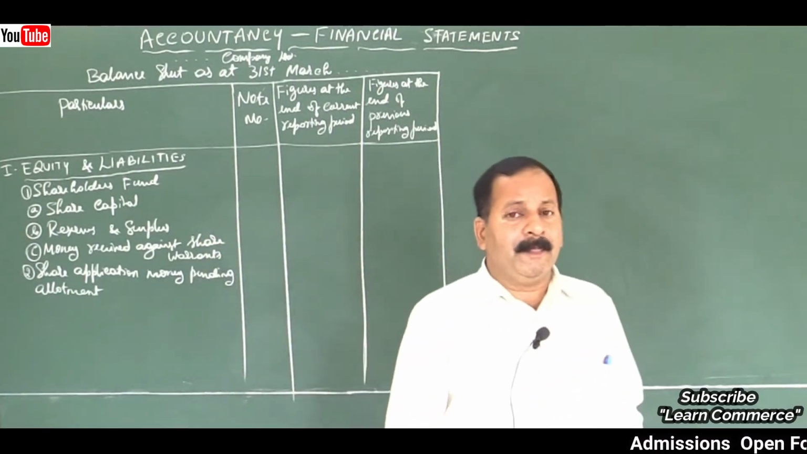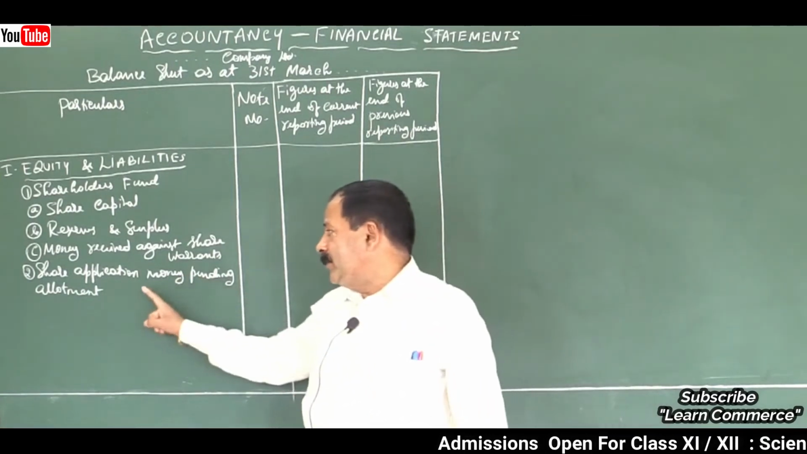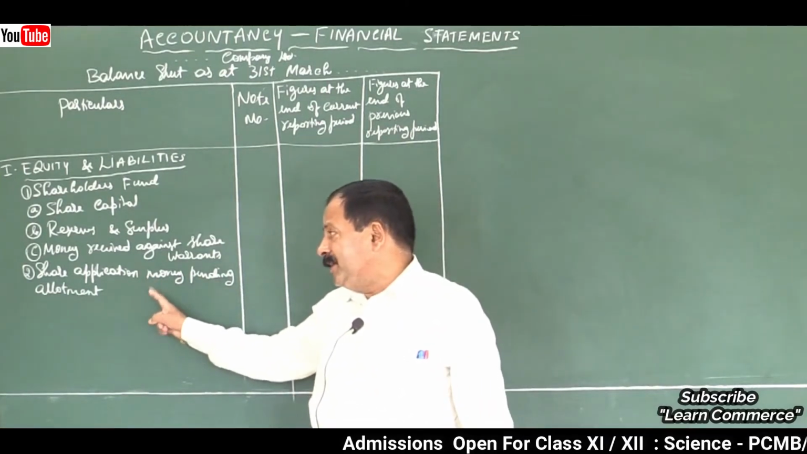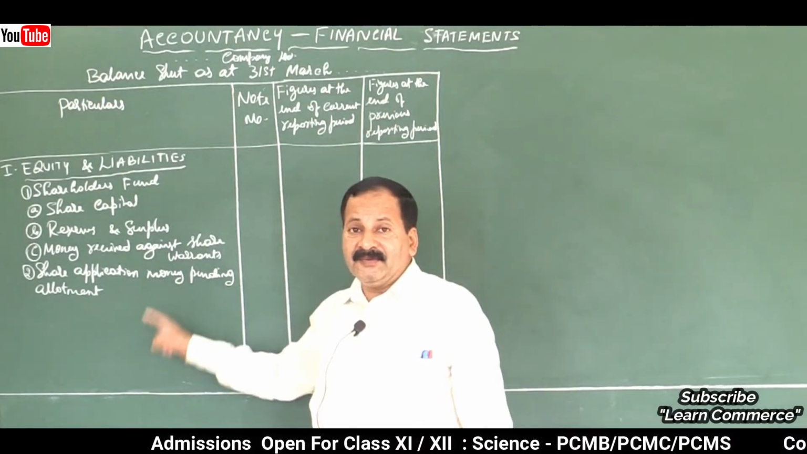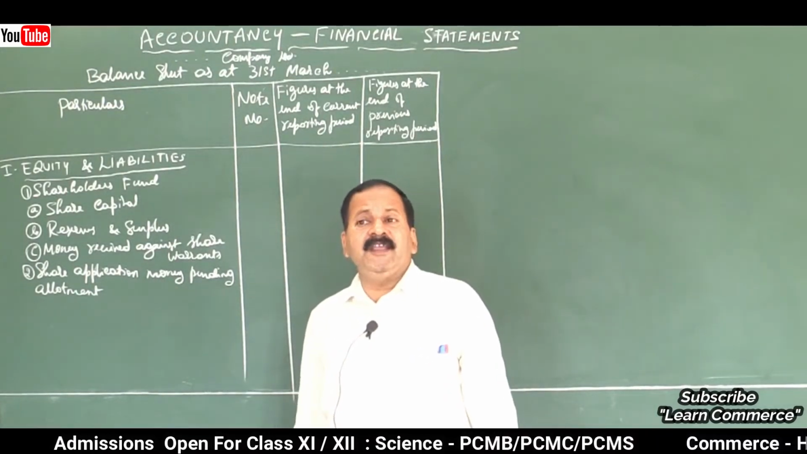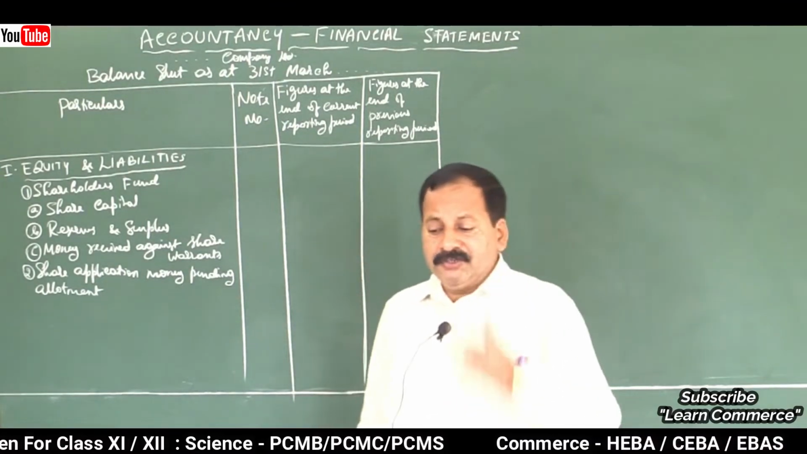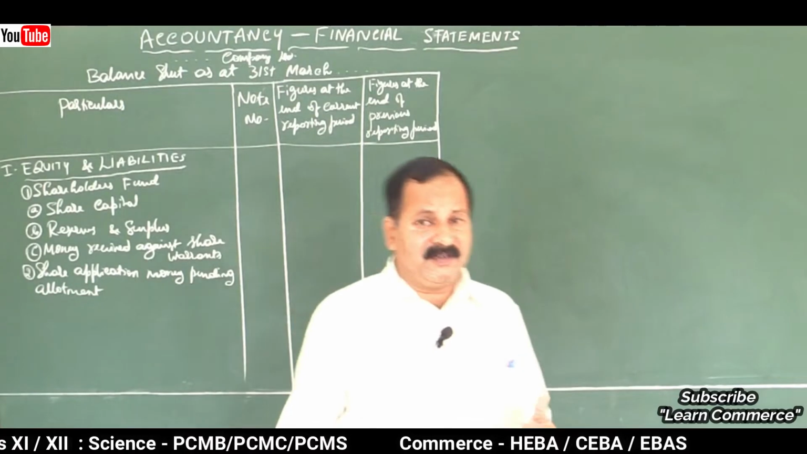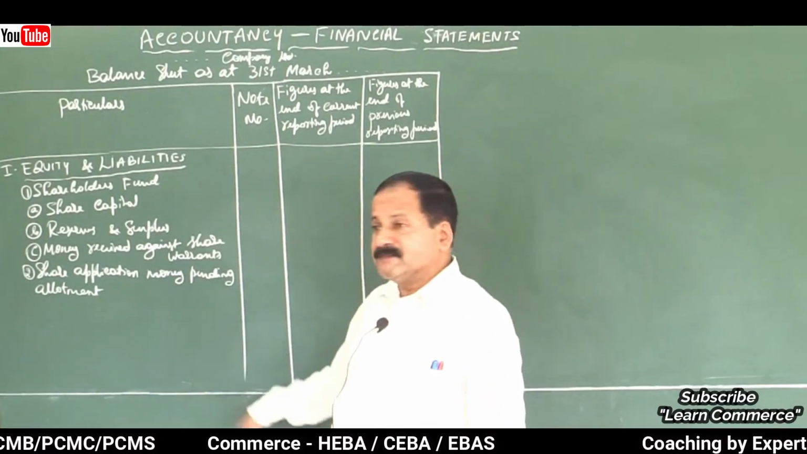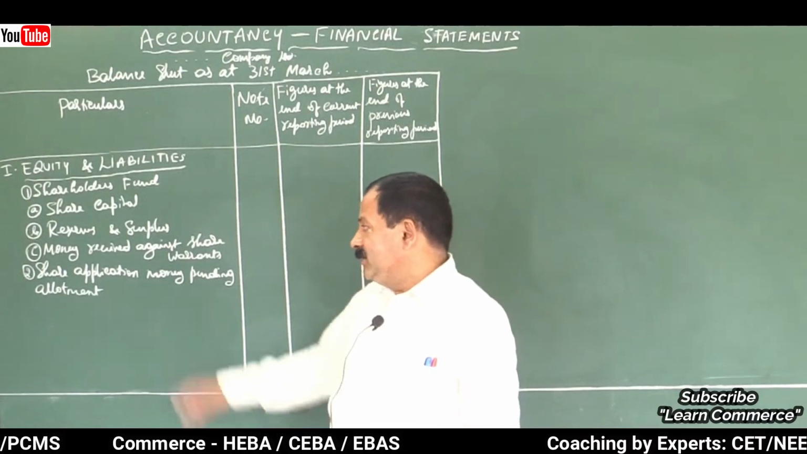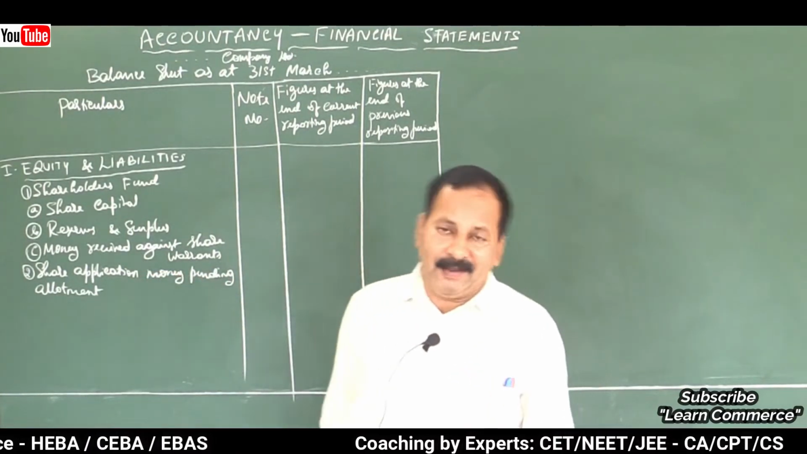Allotment is pending, application money is received. That is called share application money pending allotment. Till the allotment is done, we cannot transfer this amount to the allotment account, isn't it? Once we allot the shares, we will communicate to the shareholders from whom the applications were received, and then this money will be transferred to the concerned account. Till then it remains pending. That is share application money pending allotment.